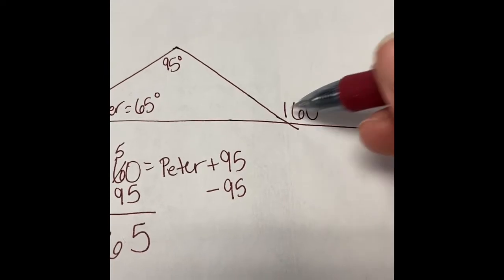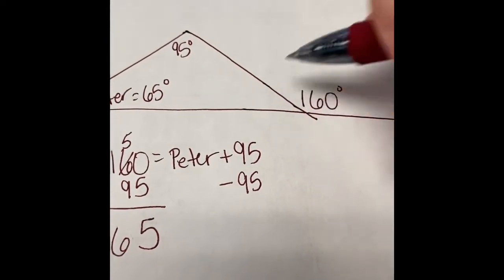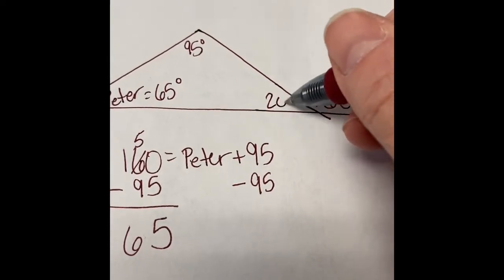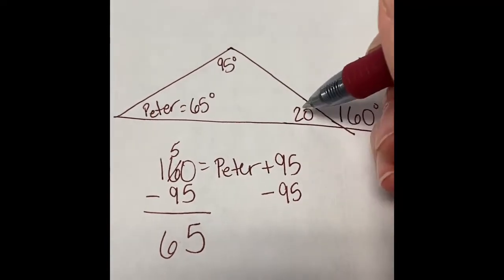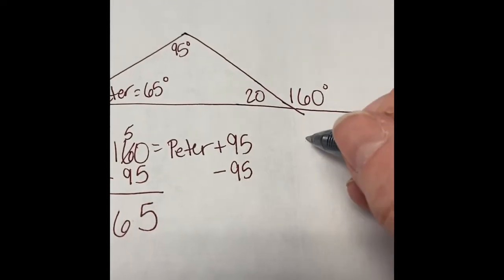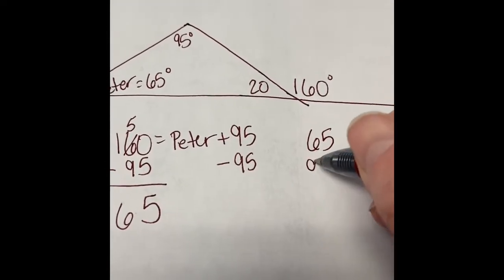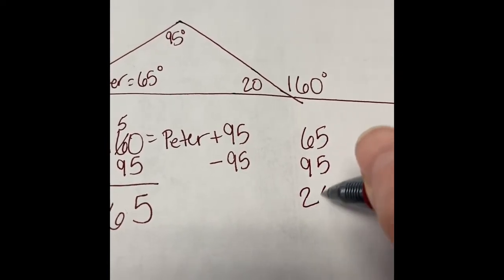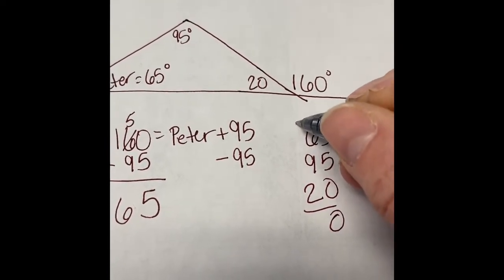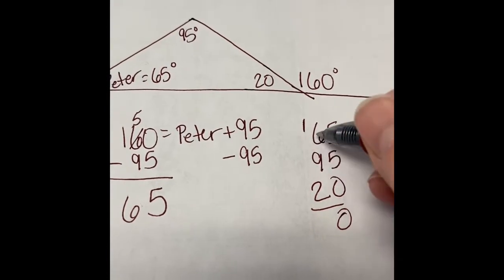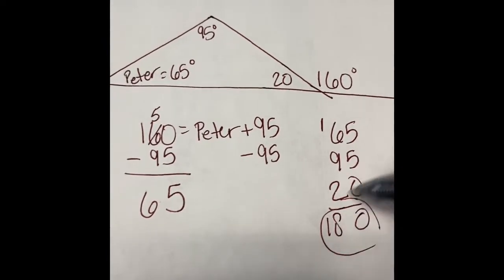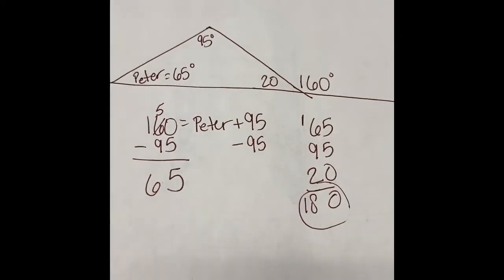So this is 160 degrees, and this will be 20 degrees. Does 65 plus 95 plus 20 really equal 180? 65, 95, 20. 5 plus 5 plus 0 is 10, and then 1 and 9 is 10, and then it's 180. Boom! Look at that, it worked beautifully.